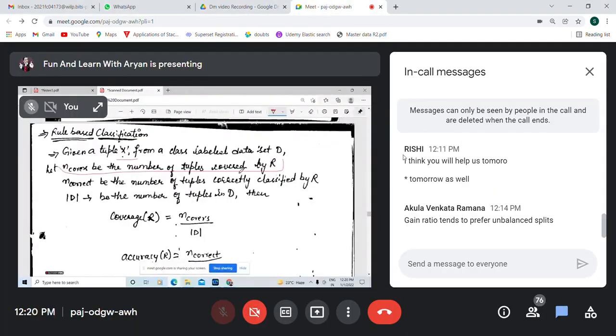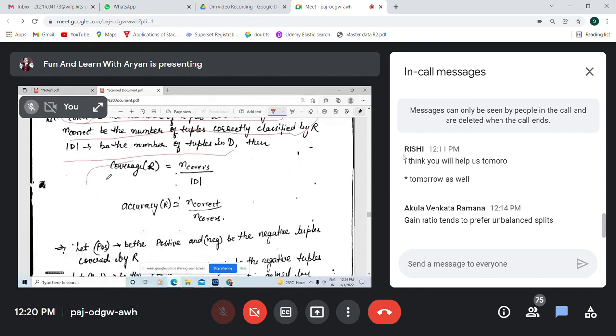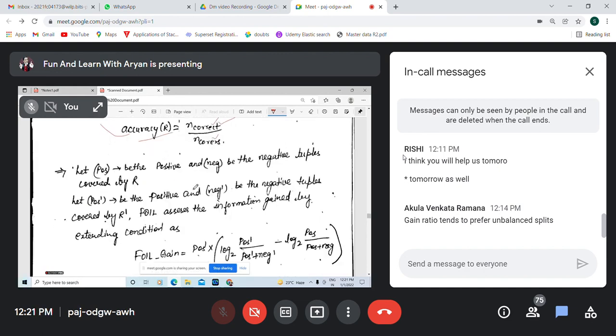If I say n covers is the number of tuples covered by a particular rule R, n correct is the number of tuples correctly classified by R, and D is the total number of tuples, then the coverage of R, how much my rule R is covering, is n covers by D, and accuracy is n correct by n covers. Out of those n covers, suppose it has covered 4 tuples, how many did it classify correctly? That is your accuracy. We will see the problems, then you will understand.